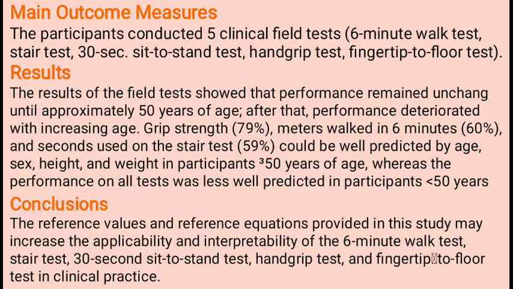How many percent, how much reliability will there be? With 79% we can get the perfect result, 60% we can get for the 6-minute walk, 59% we can get for the stair test result, but for others it has not been possible. We can't predict well for those. Then what is the conclusion given here? The reference value and the reference equation provided in the study may increase the applicability and the interpretability of the 6-minute walk, stair test, sit-to-stand test, hand grip test and finger-to-floor test in clinical practice. So this is the conclusion.